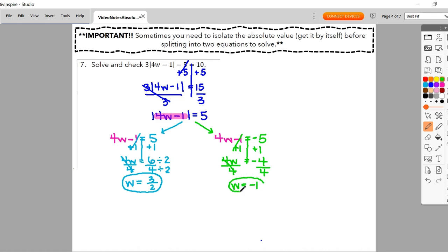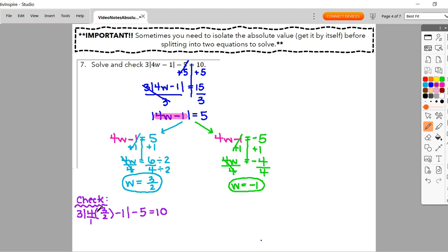We must do our checks to make sure that these are both true answers, that we don't have any extraneous cases. So we're going to check both answers. We'll start with the one I solved first. You plug it back into the very original problem. 3 absolute value, 4 instead of w, that will be 3 over 2. Minus 1, close that absolute value, minus 5 equaling 10 here.